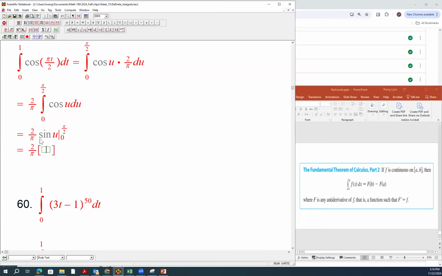Okay, so on this part, we're going to show it in the bracket. That's going to be sine of pi over 2 subtracting sine of 0. And that is the same as capital F of B minus capital F of A, as in the 0.